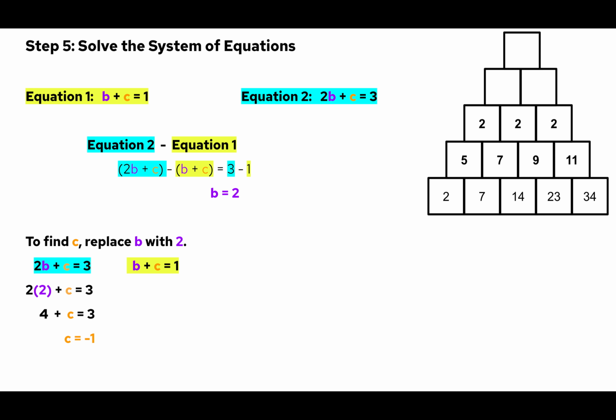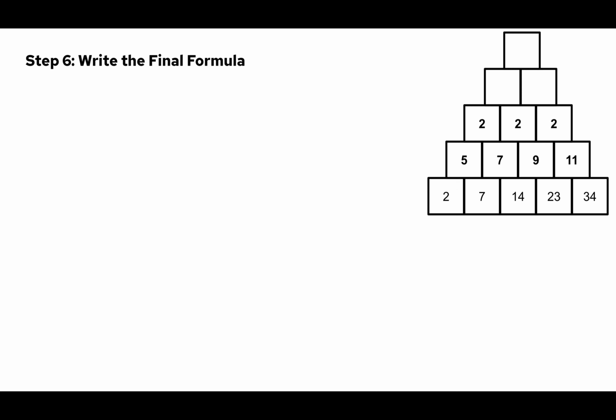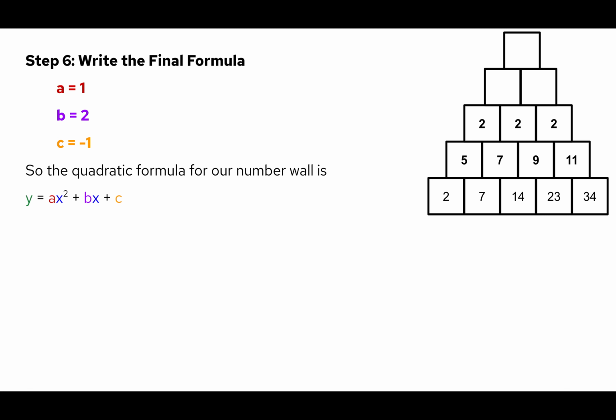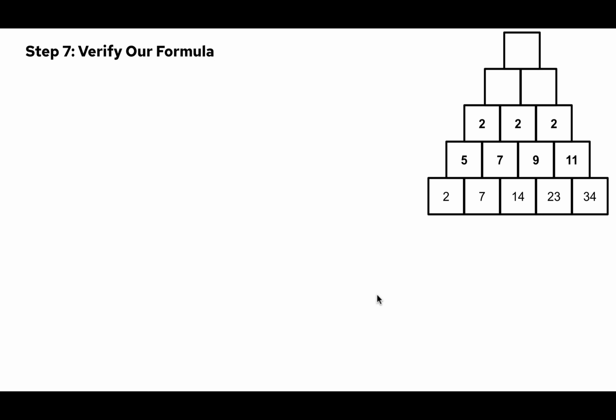Let's just double check it with equation 1. b plus c equals 1. Replace b with 2. Subtract 2, and c equals negative 1. So it confirms that c is negative 1. So now we can write our final formula. a is 1, b is 2, and c is negative 1. So the quadratic formula for our number wall is y equals ax squared plus bx plus c. And all we're doing now is replacing the variables with numbers. So there we go, replacing it. And again, as a reminder, we don't need to have that 1 in front of the x squared. So we can say y equals x squared plus 2x minus 1.